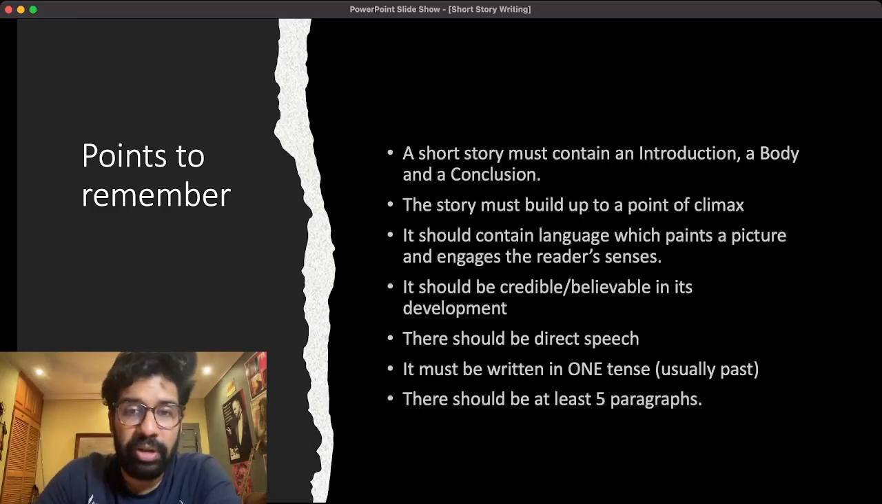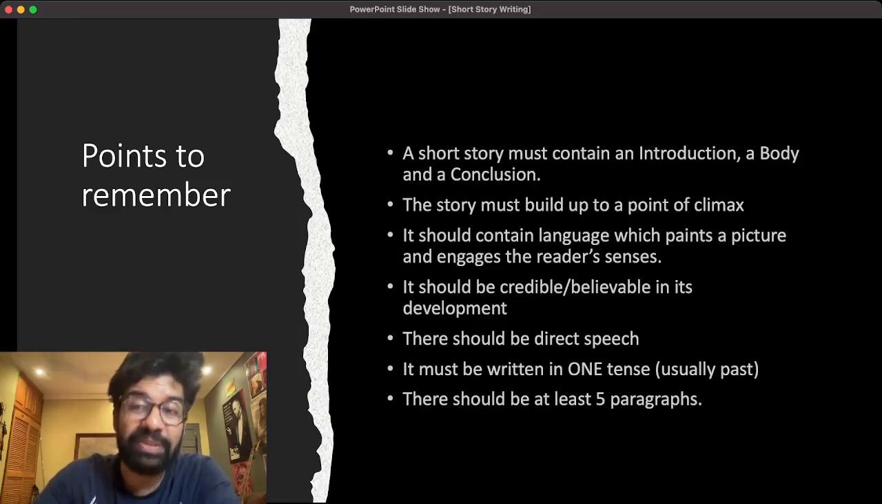Now, the next point is the essay should contain language which paints a picture and engages the reader's senses. So if you're going to describe a setting, you want to get into the colors, the smell, what you are hearing. How did that morning appear to you? How was the sun bright? Was the air crisp? All these adjectives you need to use to bring this vision to the reader.